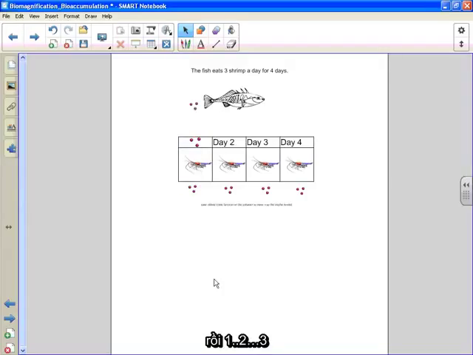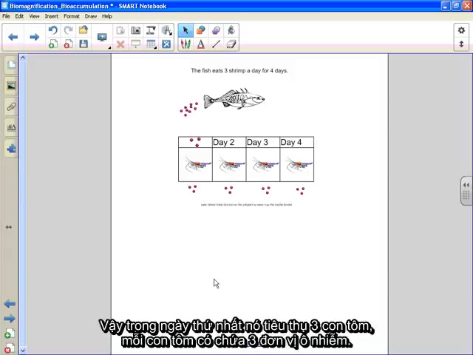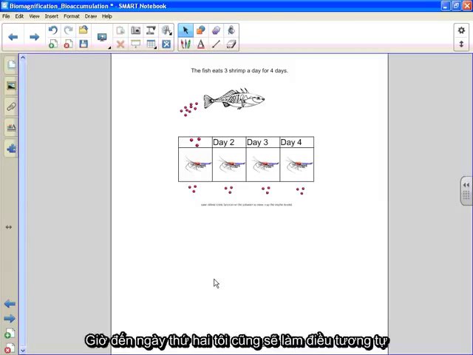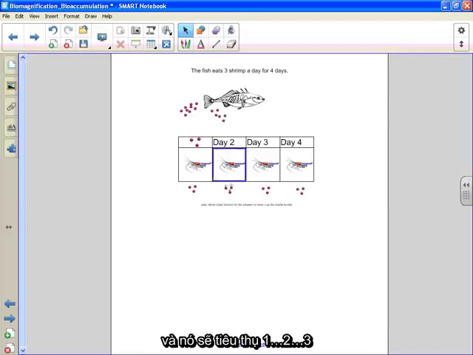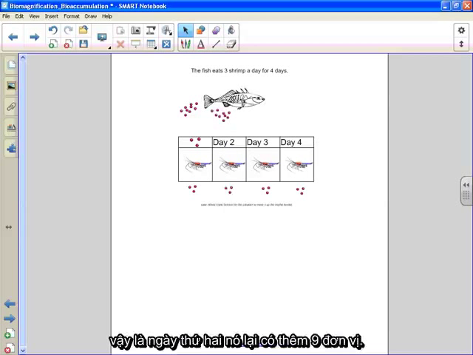1, 2, 3. So in day 1, it consumed 1 shrimp that contained 3 units of pollution each. So in day 1, that's 9. Now day 2, I'm going to do the same thing. And it's going to consume 1, 2, 3. So on day 2, it gets another 9.